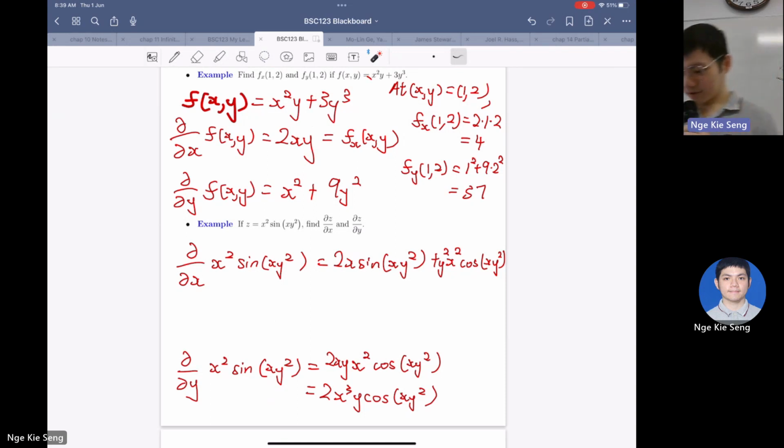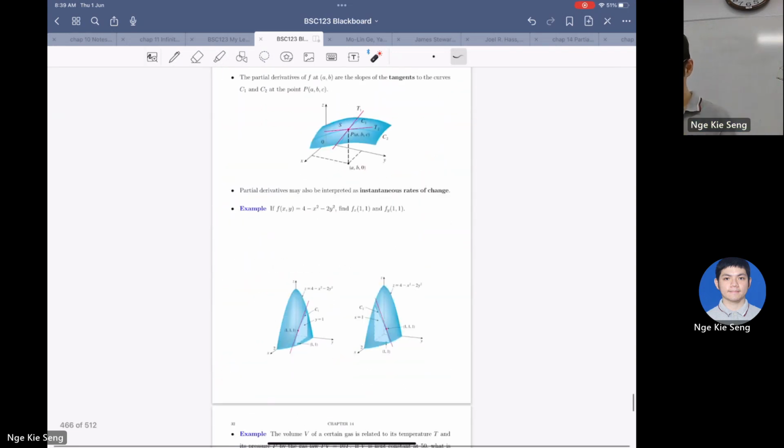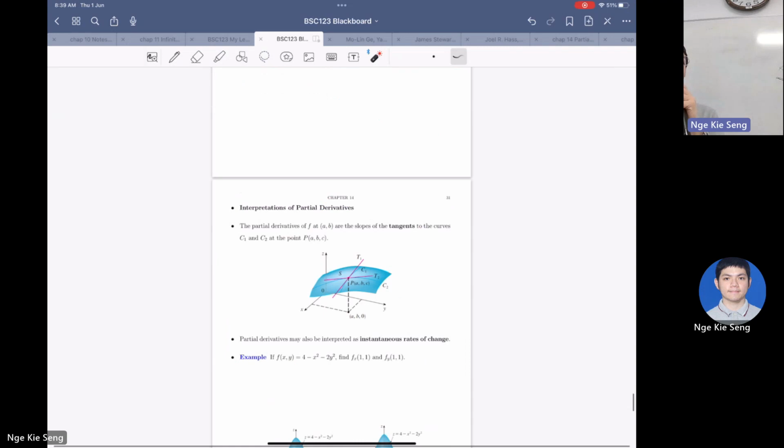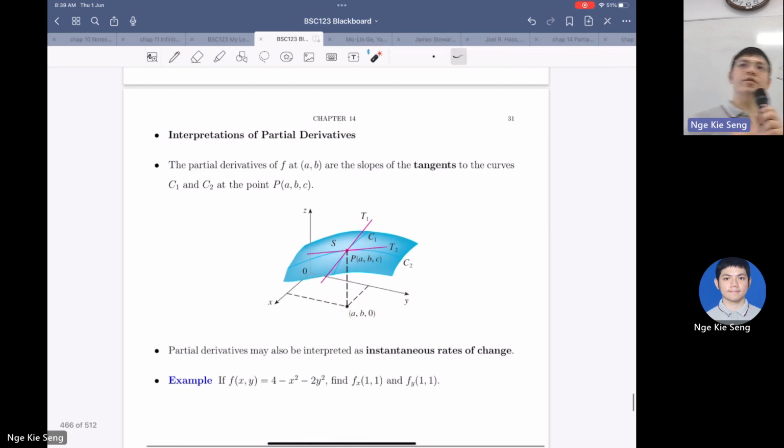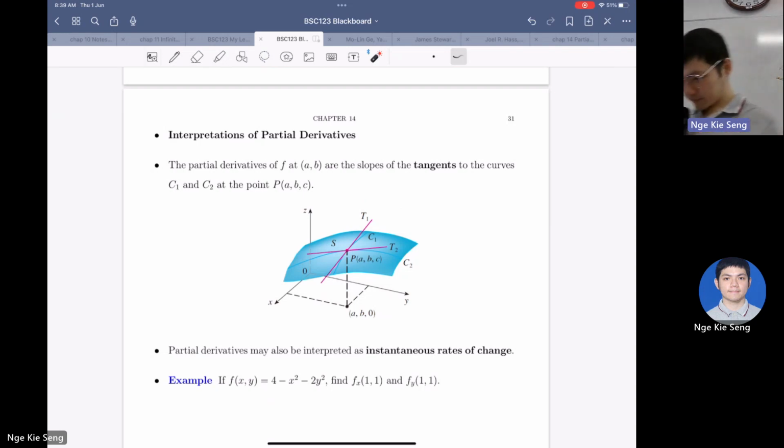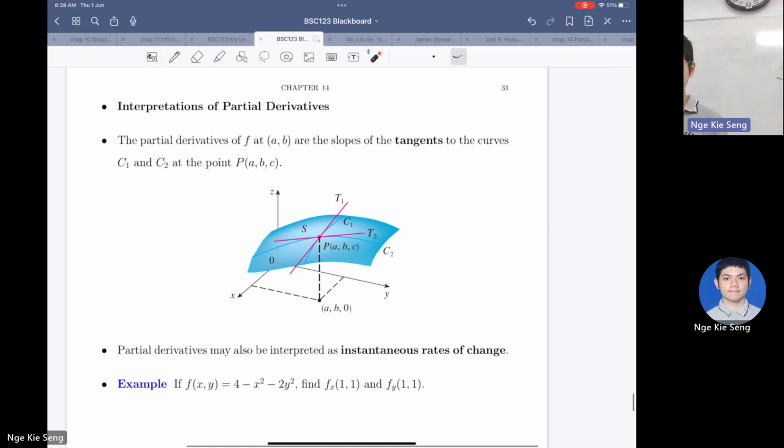Let me see if we have an example. Yeah, we have an example, let me show you. Very good question: you get two numbers, one with respect to x, one with respect to y. So what are those numbers representing? Like what I said just now, the partial derivatives of f at (a, b) are the slopes of the tangents to the curves C1, C2 at the point (a, b, c).